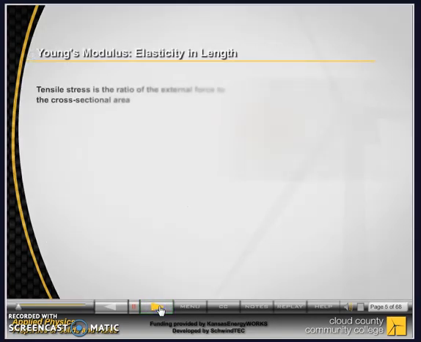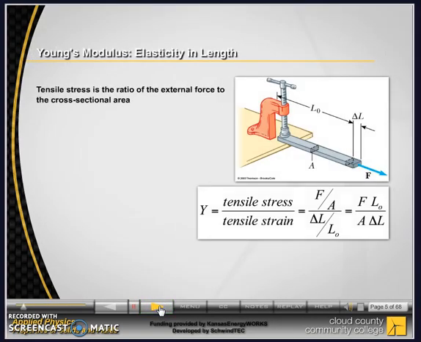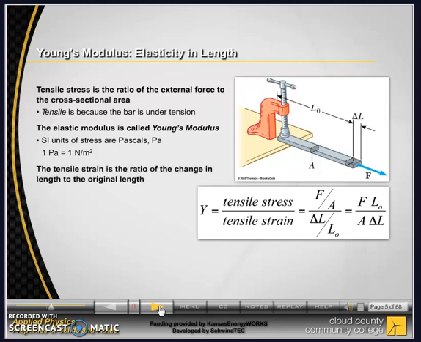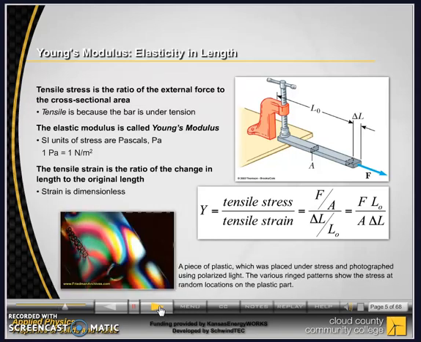Tensile stress is the ratio of the external force to the cross-sectional area. Tensile is because the bar is under tension. The elastic modulus is called Young's modulus. SI units of stress are pascals. The tensile strain is the ratio of the change in length to the original length. Strain is dimensionless. This image shows a piece of plastic which was placed under stress and photographed using polarized light. The various ringed patterns show the stress at random locations on the plastic part.